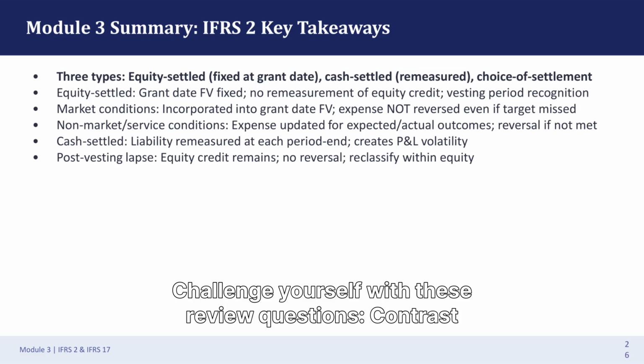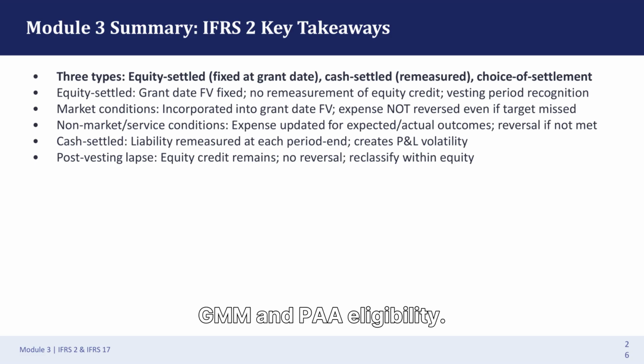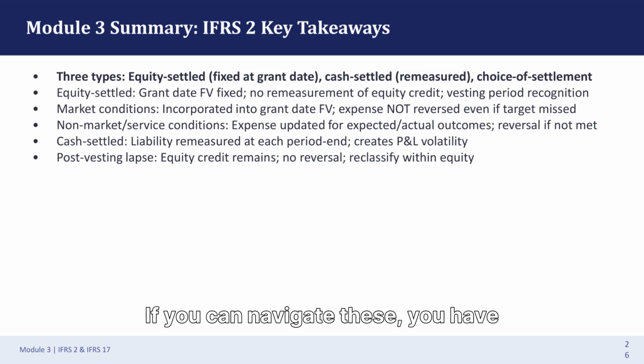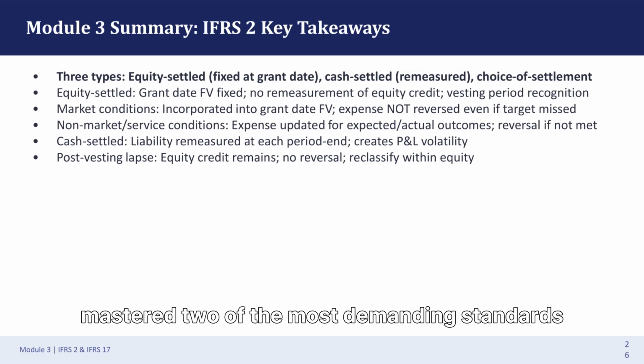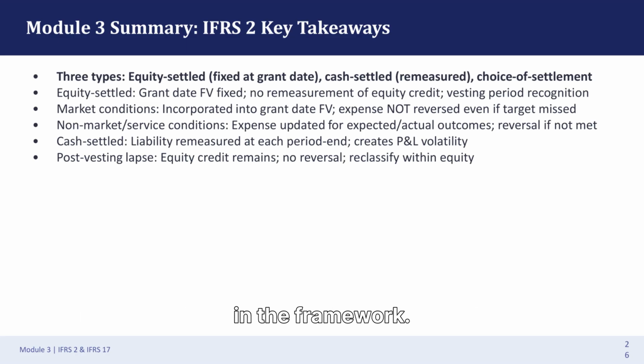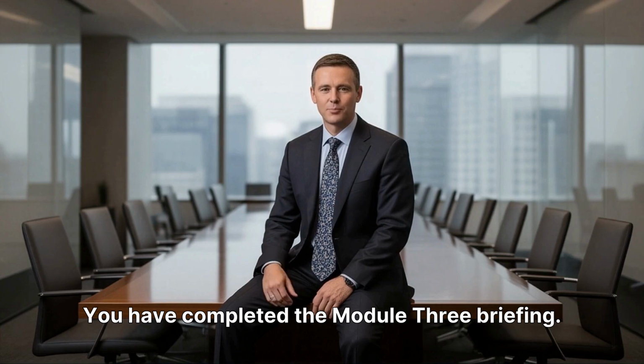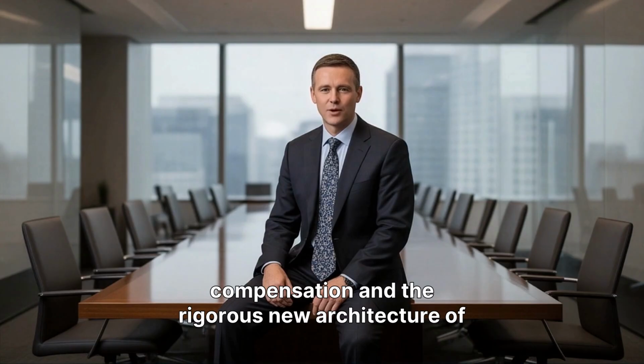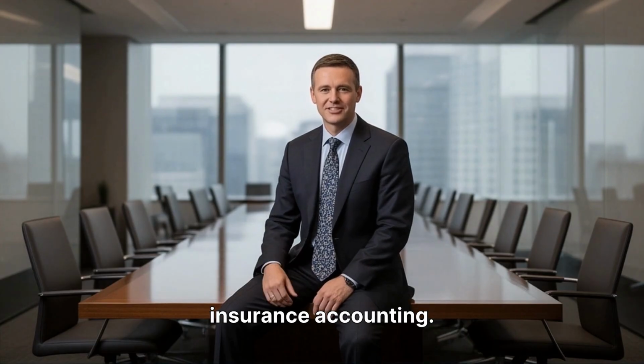Challenge yourself with these review questions. Contrast GMM and PAA eligibility. Explain the CSM's purpose. Determine the IFRS 2 treatment for different vesting conditions. If you can navigate these, you have mastered 2 of the most demanding standards in the framework. Proceed to final review. You have completed the Module 3 briefing. You now understand the mechanics of share-based compensation and the rigorous new architecture of insurance accounting.